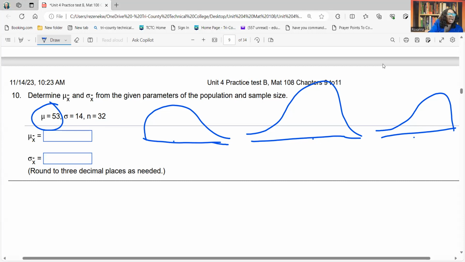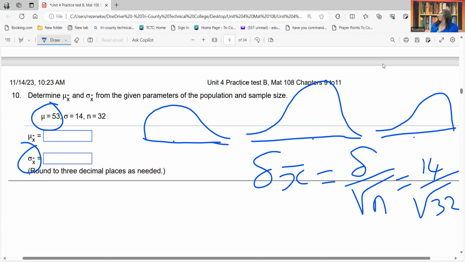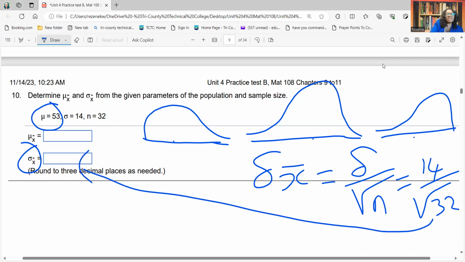Okay, and the standard error, remember that this is standard error. The standard error of means is equal to the standard deviation of the population over the square root of the sample size. And in this question, they gave me a standard deviation of 14 and a sample size of 32. If I solve this, I'll get the standard error. All right, so that's what they're asking me. So what is the standard error? You calculate this. Remember, you have to calculate it and leave it to 3 decimal places.